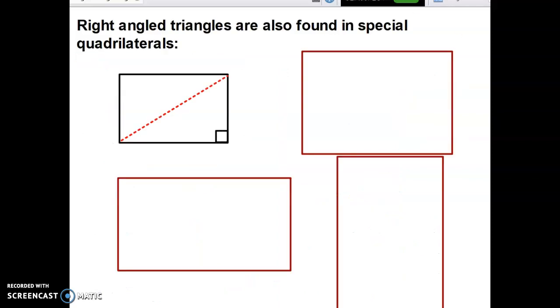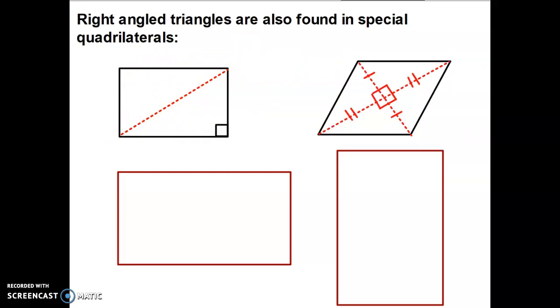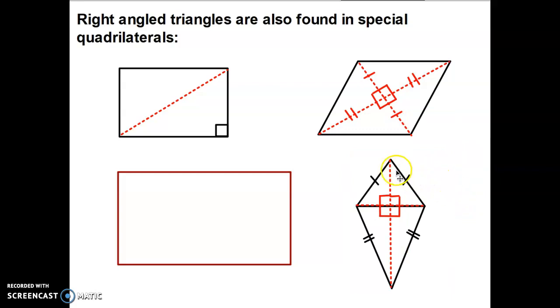Okay, right triangles are also found in many special quadrilaterals. So for example, if I have a rectangle, I can cut that rectangle into 2 pieces using the diagonal, and I'll have 2 right triangles. All right, if I have a rhombus, so I have a parallelogram, I can cut the diagonals. Remember, the diagonals of a parallelogram are perpendicular to one another, so that gives me 4 right triangles. Here I have a kite. Same kind of thing with a kite.